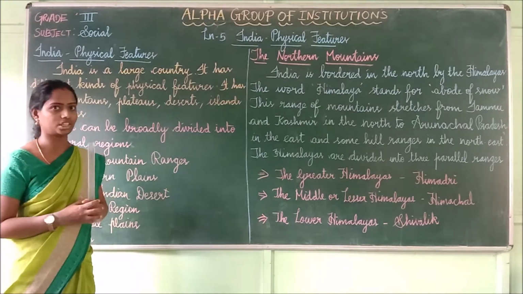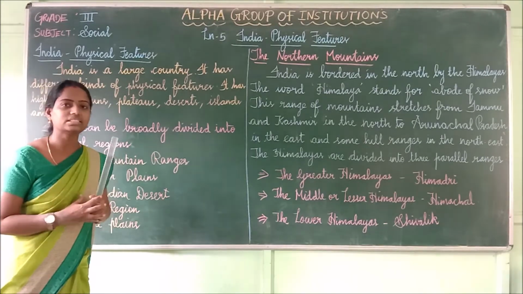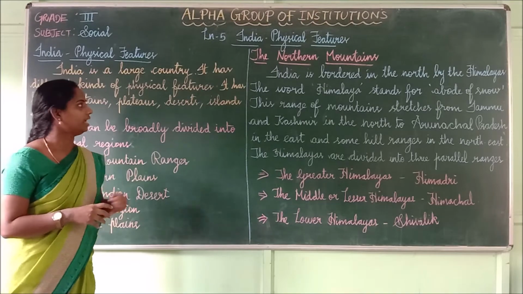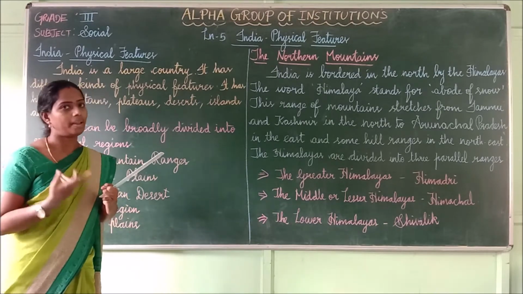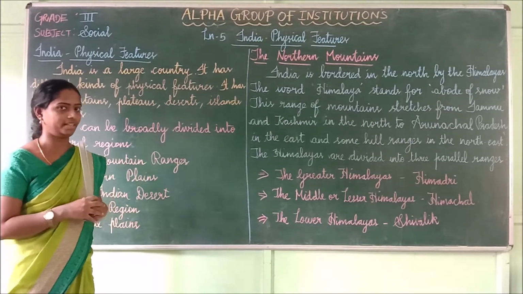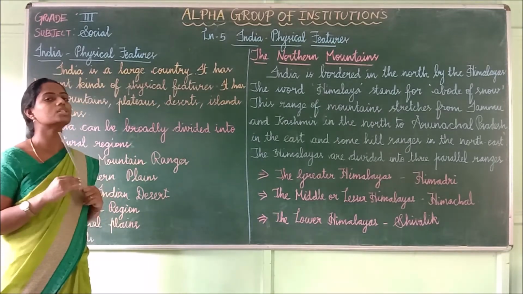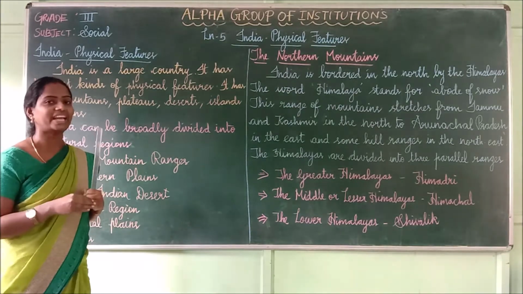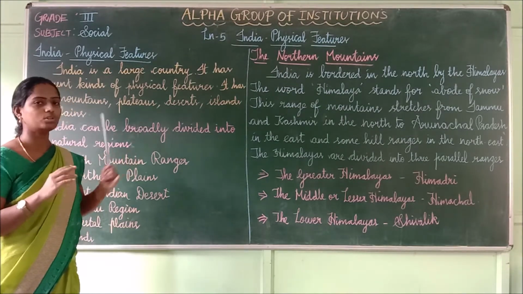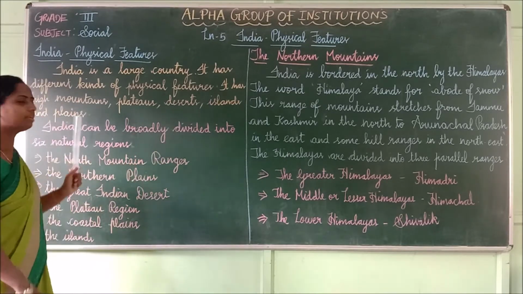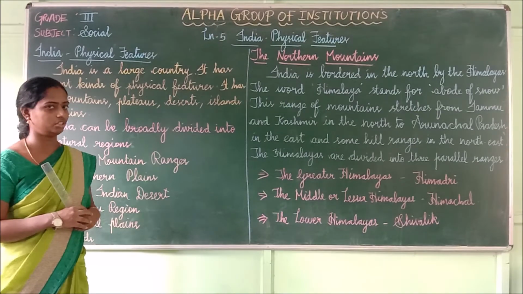India is a large country because of its many different physical features. It has mountains, plateaus, deserts, islands and plains. In this chapter we are going to discuss only this. We are going to see about the mountains in India, the plateaus, and the deserts, islands and plains. Shall we start, children?